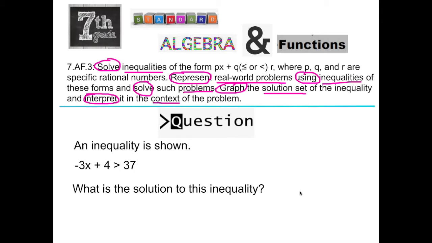Today's question: an inequality is shown. Negative 3x plus 4 is greater than 37. What is the solution to this inequality?